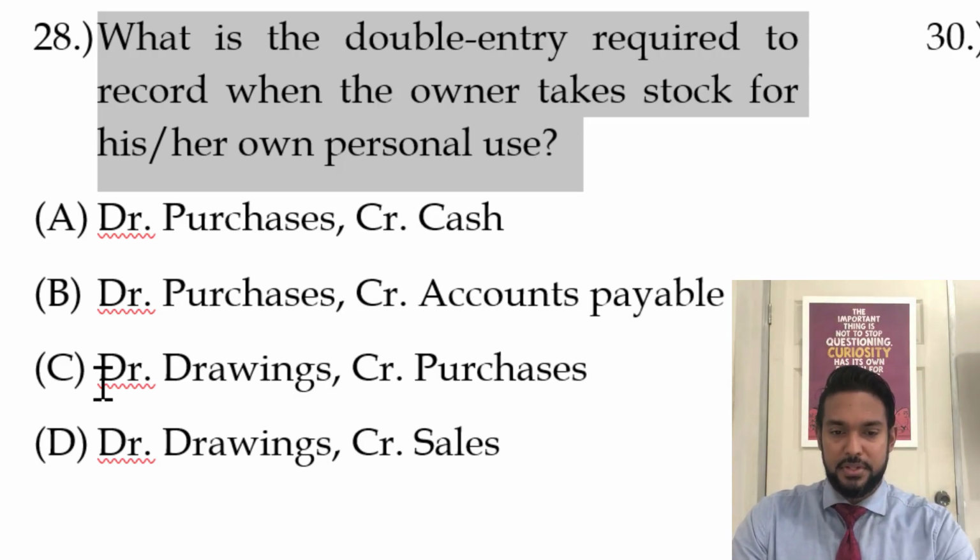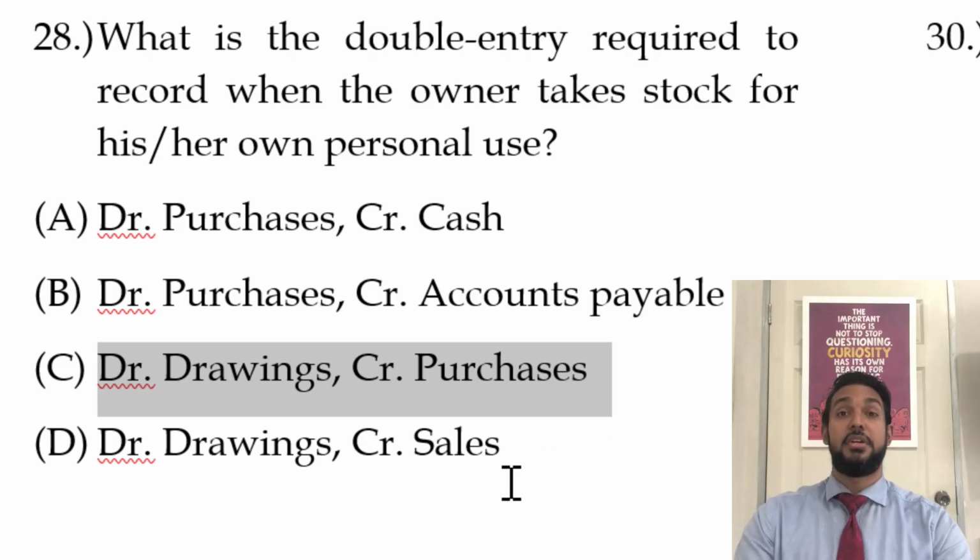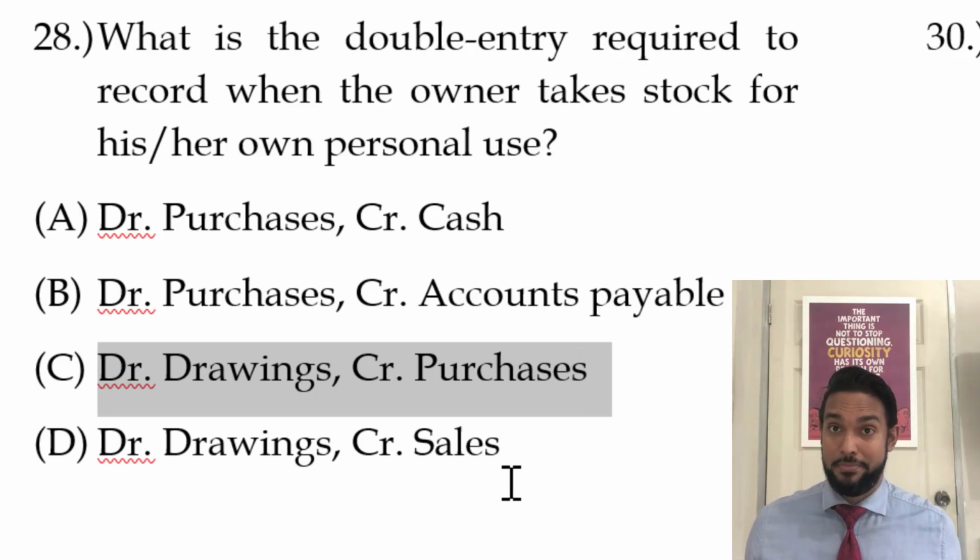So we're going to be debiting drawings and we're crediting purchases. We're not crediting sales because we didn't earn any money. Right?